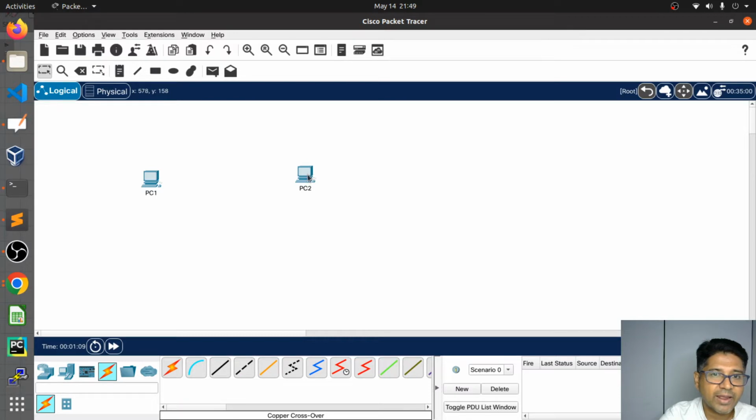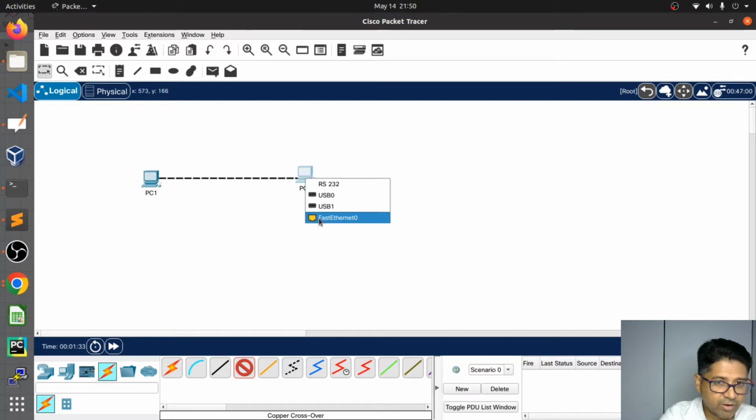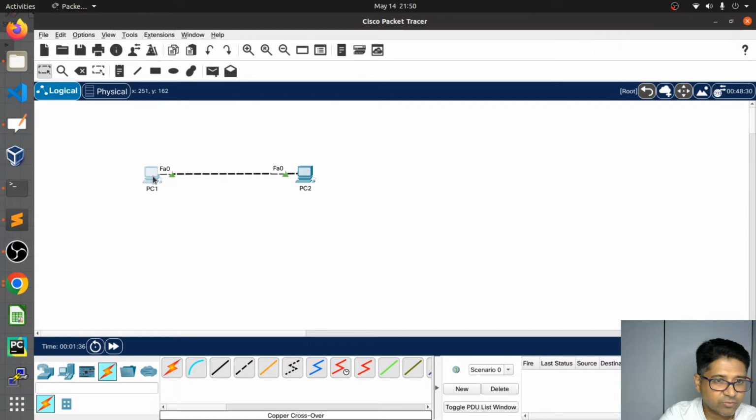If I want to connect PC to router, then one is straight. If the devices are opposite, it is straight; if the devices are the same, then we have to use the crossover cable. So which connector am I supposed to connect? You have to connect Fast Ethernet. I connect the green one.